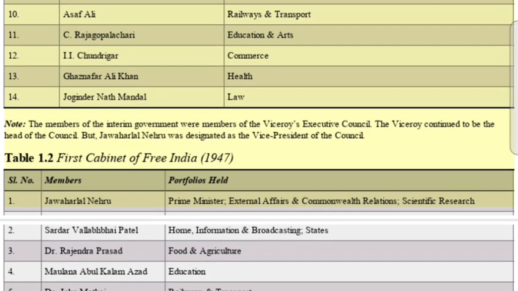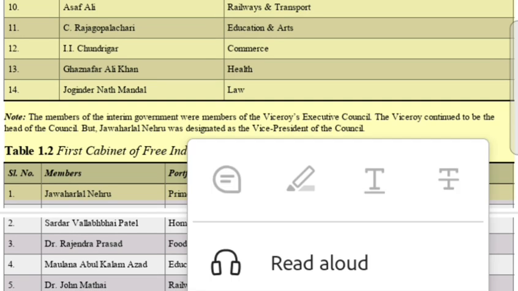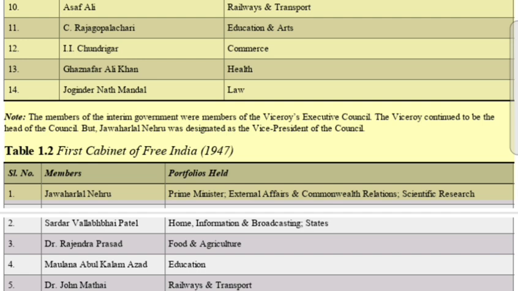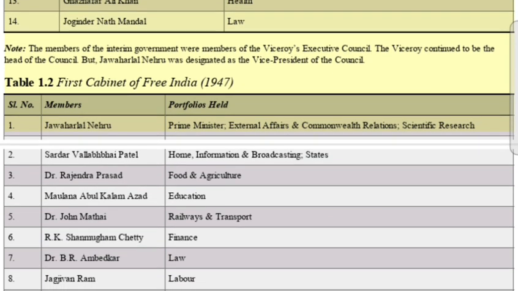Note: The members of the interim government were members of the Viceroy's Executive Council. The Viceroy continued to be the head of the council. But Jawaharlal Nehru was designated as the Vice President of the Council.